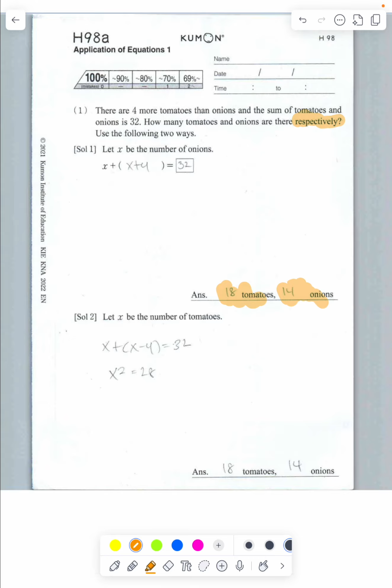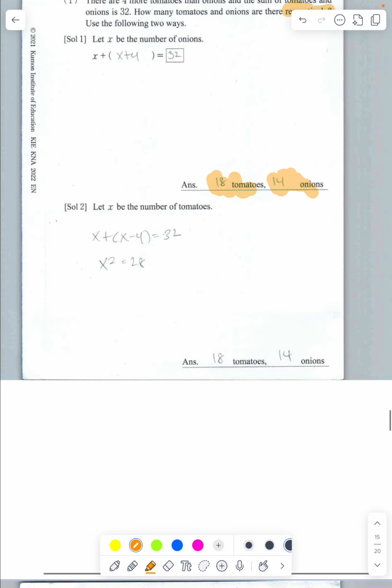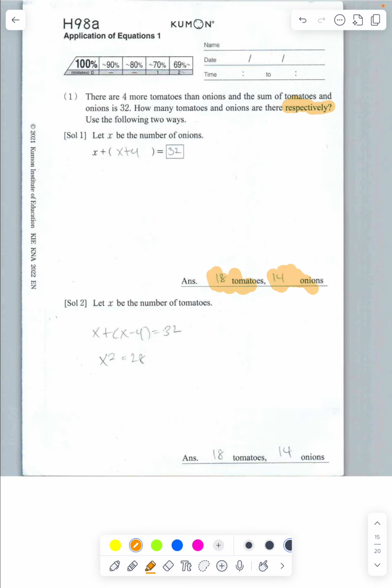So this question is basically just like what you did for page 97B. All right, first we're going to figure out X plus 4. Okay, good. X plus 4. Okay? 32. You don't have to solve it though. All right, so now try solution number 2. Let X be the number of tomatoes. How do you represent onions if you have the number of tomatoes X?